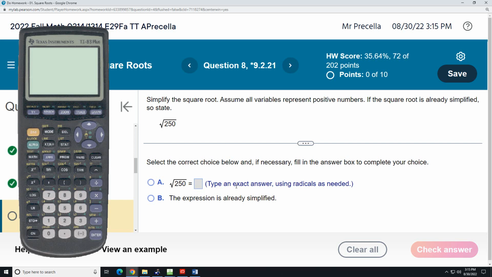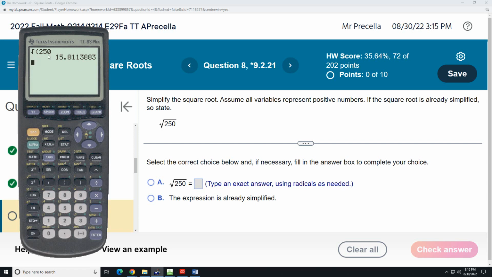We still have a lot more to go on simplifying. Number 8, square root of 250. Maybe I have too many of the same type of problems, but it's good practice. For 250, do you have an idea of what perfect square? First of all, do you think 250 is a perfect square? No, because its square root is 15.8 something. So that's not a perfect square.